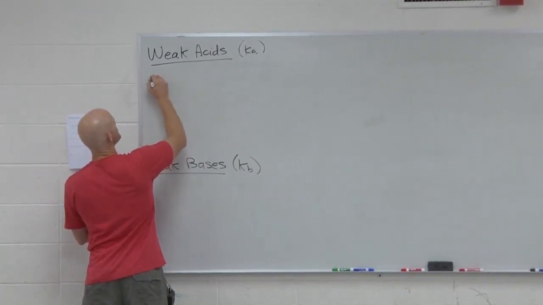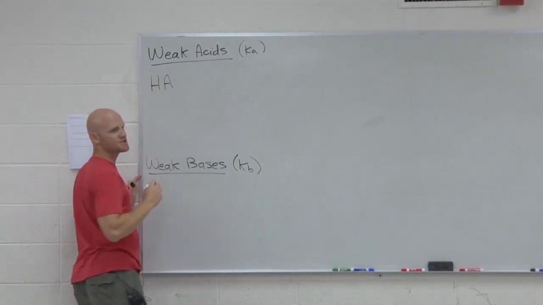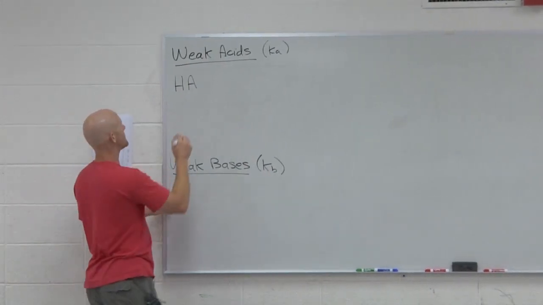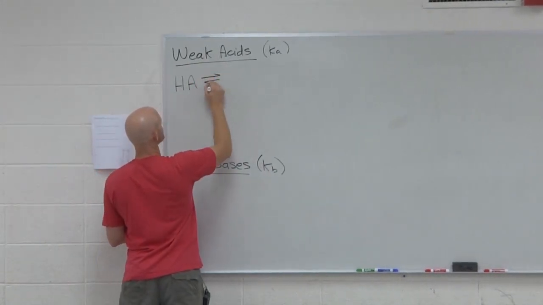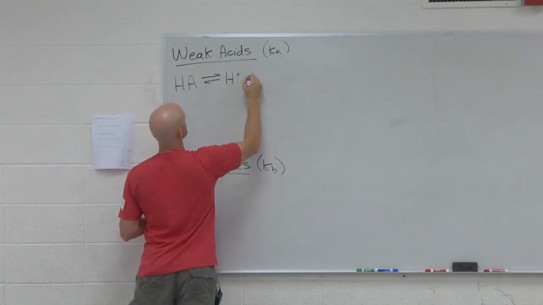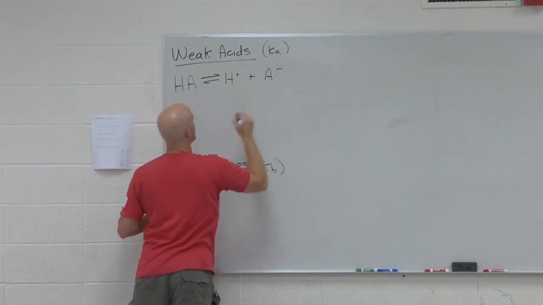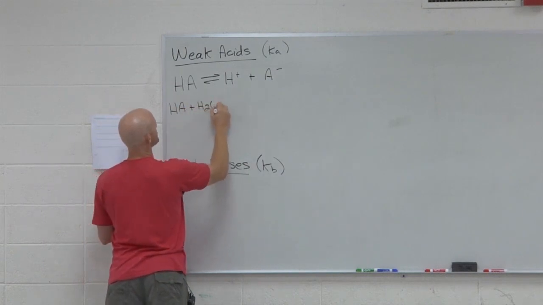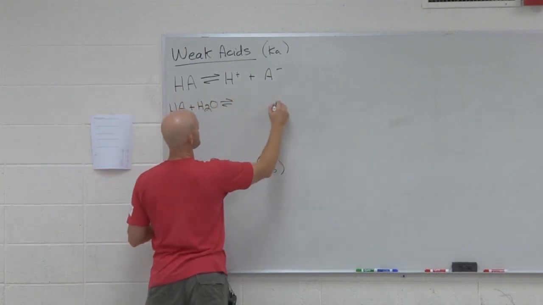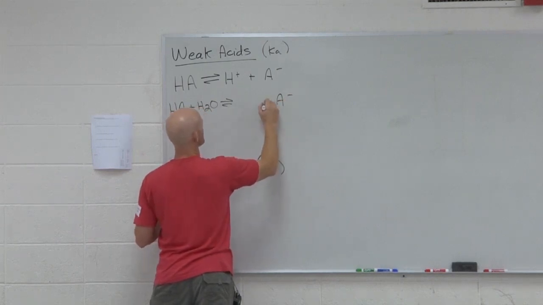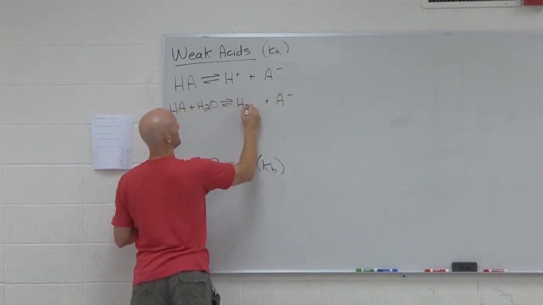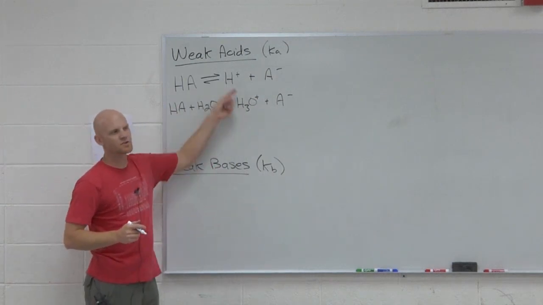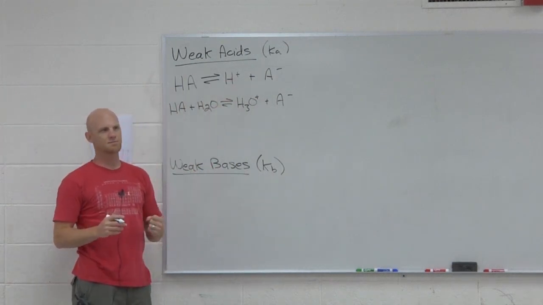In this case, a generic weak acid we'll call HA. HA, generic weak acid. And when it dissociates, we can describe that in one of two ways. We can describe it as dissociating into H+ and A-, or we can show how it's reacting with water. And it still forms A-, but instead of H+, what do we get now? H3O+. And like I said earlier, H3O+ and H+ are directly analogous. They really stand for the same thing.